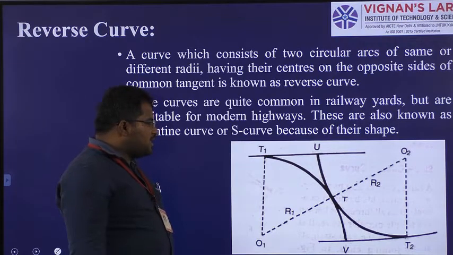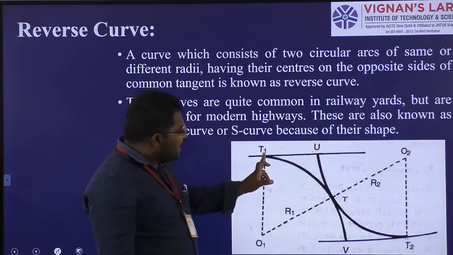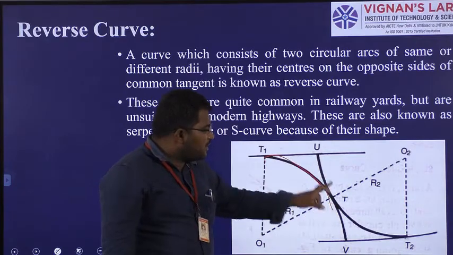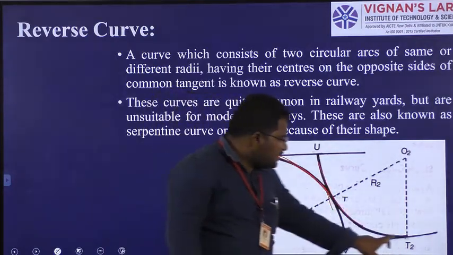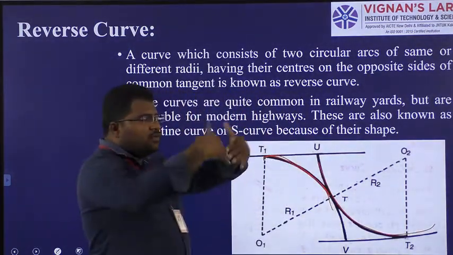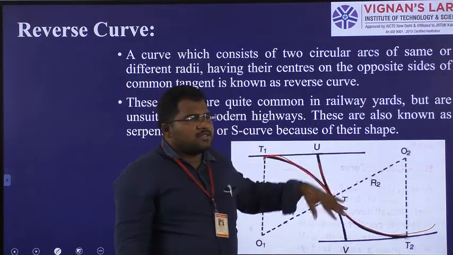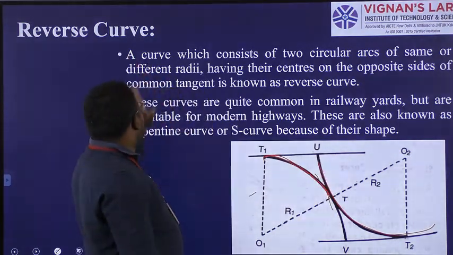Next, coming to the reverse curve. You can see here two types of curves, not in the same direction. This is in one direction, and the other is in the opposite direction. Two curves are there in reverse, opposite directions. That's why it is called a reverse curve.